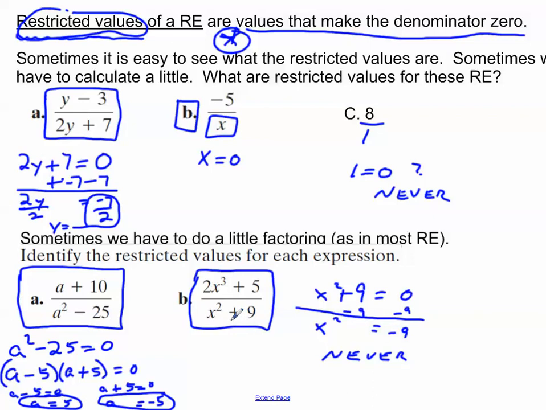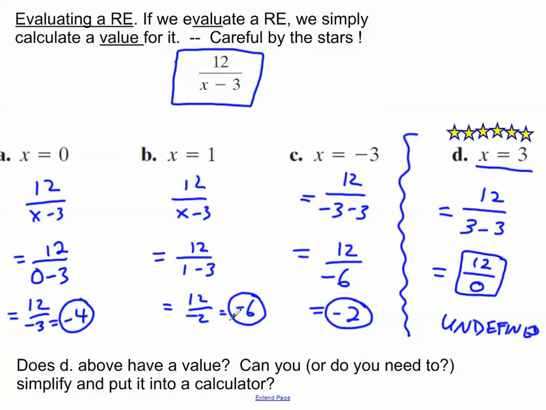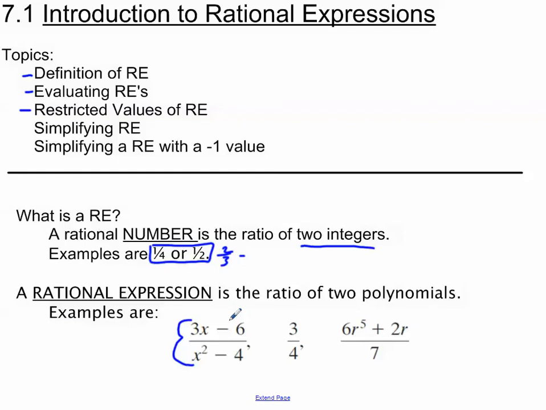So there are the definitions: a rational expression is basically a polynomial over a polynomial. Evaluating rational expressions essentially means plugging numbers in, like x or y, into our rational expression and finding a value for it. And the restricted values of a rational expression simply mean the values for our variable that give us division by 0 in our rational expression. So there's our summary for 7.1.